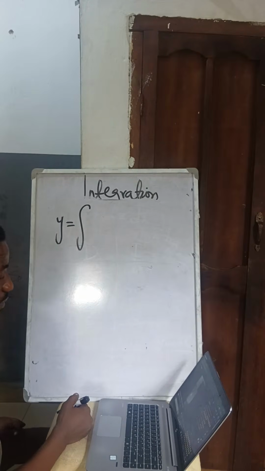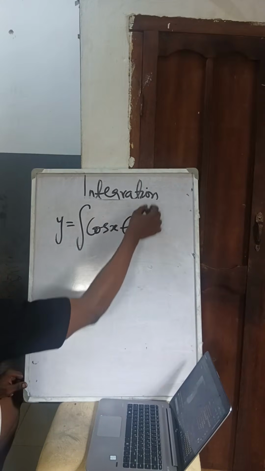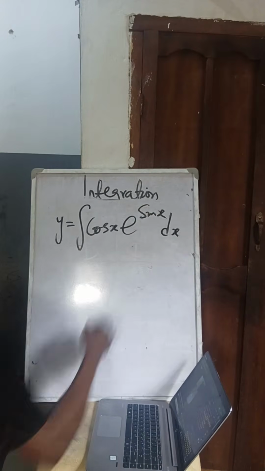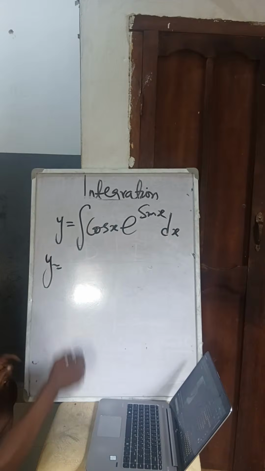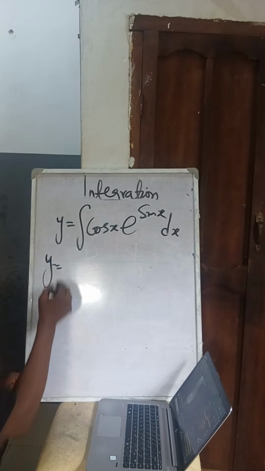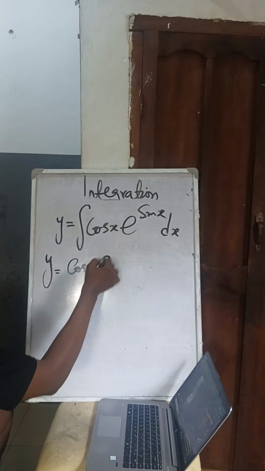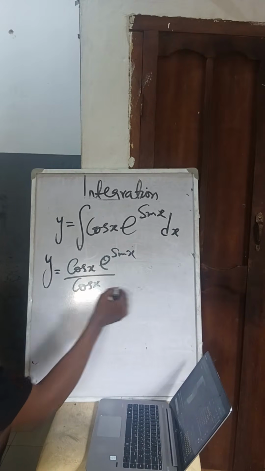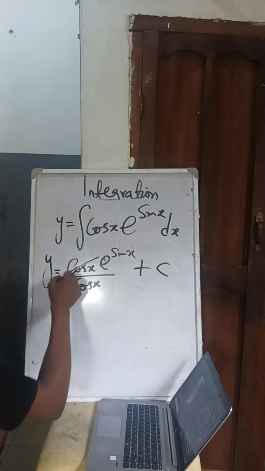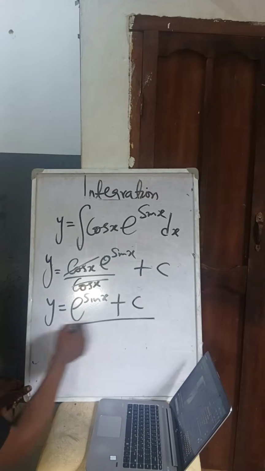Integral cos x e to the sine x dx. Shortcut. Differentiate sine x. What will you get? Cos x. So you write cos x e to the sine x over cos x, okay, plus c. Can this cancel this? Yes. So y is equal to e to the sine x plus c.